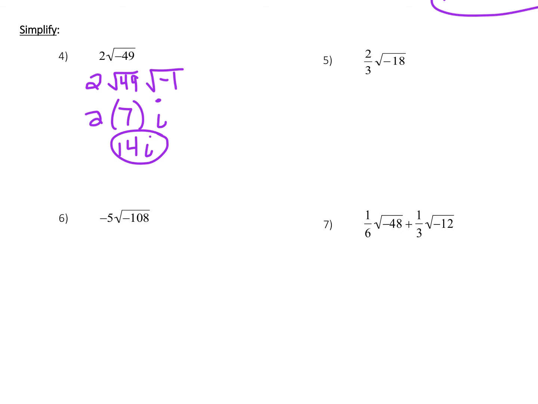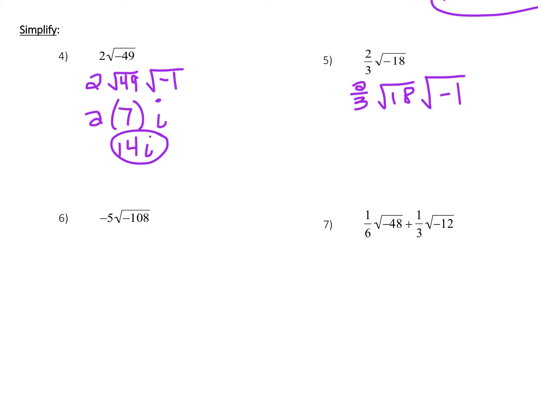Okay, let's take a look at number 5. So I'm going to do the same thing. I'm going to bring down the 2/3. Now, technically, I could break this down. Don't write this yet. I could break this down like I did the last one into radical positive 18 and radical negative 1. But 18 is not a perfect square, so I'm going to have to break that down further.